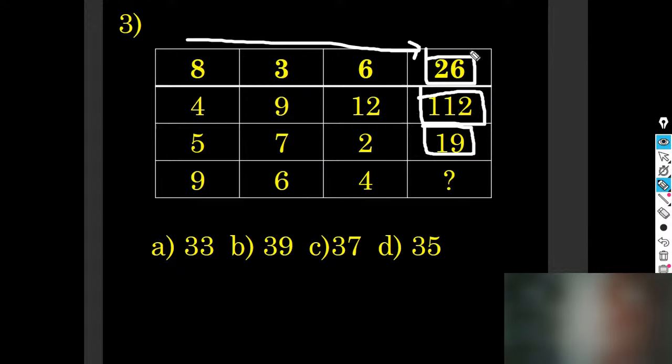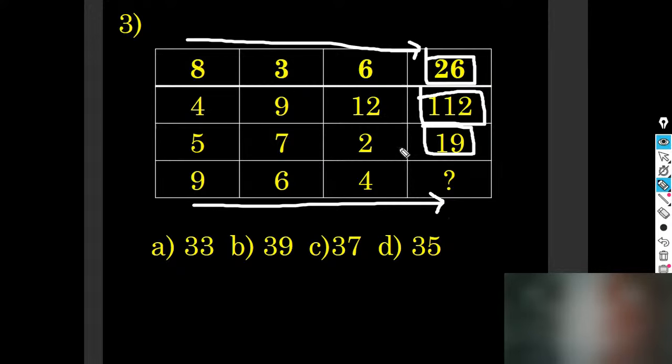So here 26 is greater in the first row. 112 is greater in the second row. 19 is greater in the third row. So you should just go row wise for this one. We have 26, we have 112, we have 19. So just try to do how to do.